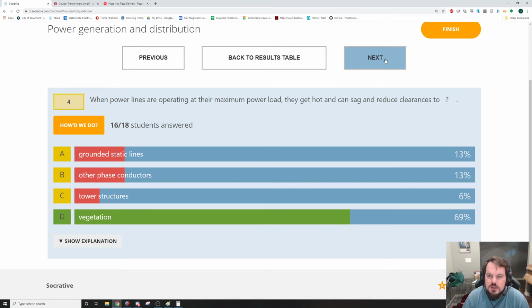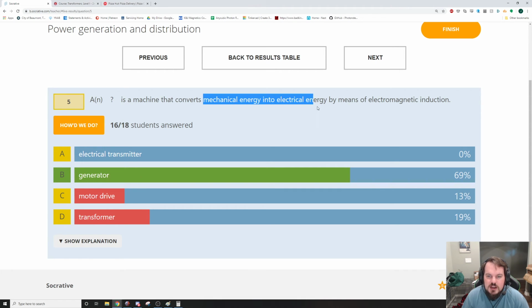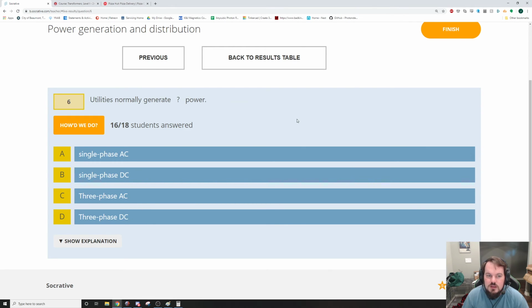Oh, wait, no. That's not the next button. A blank is a machine that converts mechanical energy to electrical energy. This is a generator. We have covered that thoroughly.